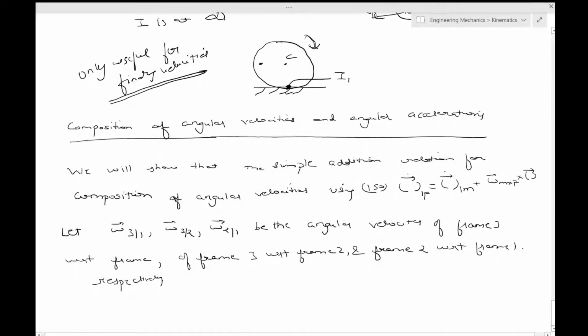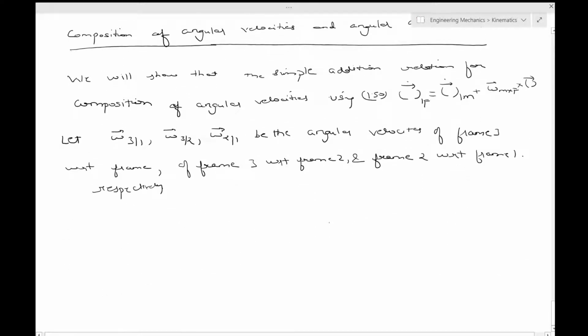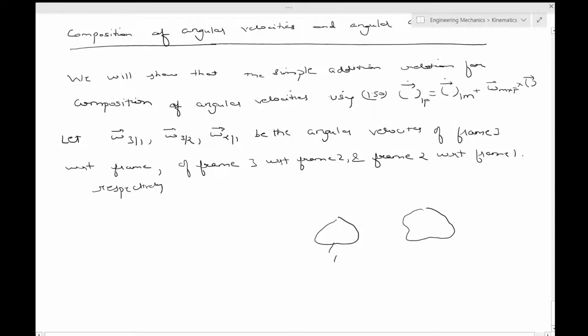So let me just show that with a simple diagram. You have this frame 1, you have this frame 2, and then you have this frame 3. Now this particular frame 2 is rotating with respect to 1 by omega 2 by 1. Say this is the vector which is there, and this has an omega 3 with respect to 2, and this has an omega 3 with respect to 1.